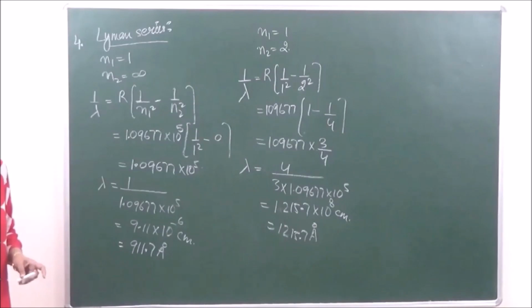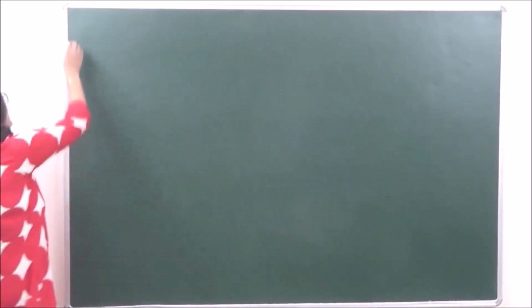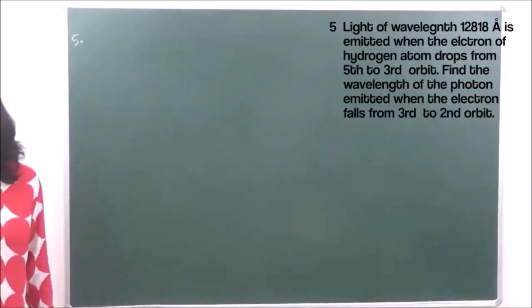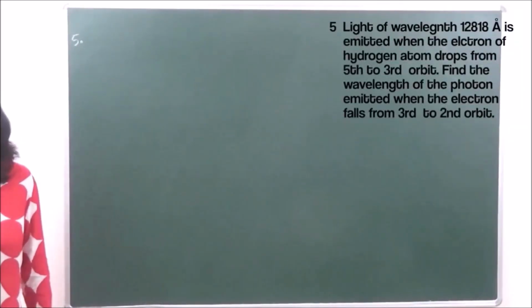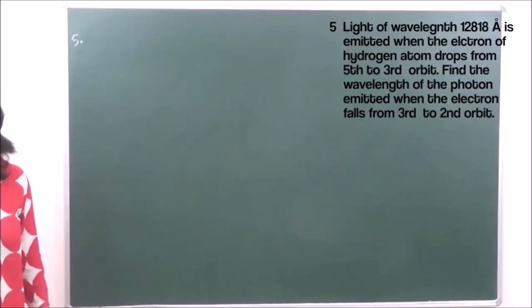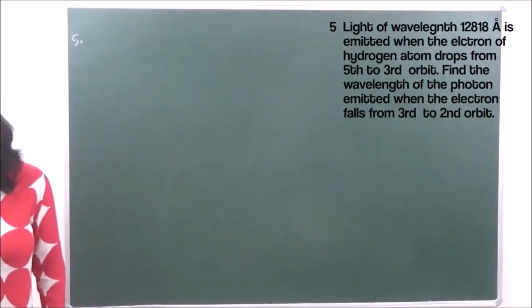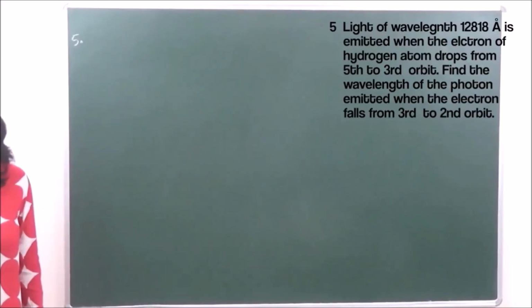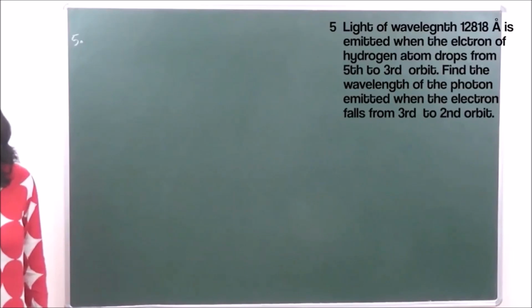Question number 5. The question is, light of wavelength 12818 Angstrom is emitted when the electron of hydrogen atom drops from 5th to 3rd orbit. Find the wavelength of the photon emitted when the electron falls from 3rd to 2nd orbit. So one of the lambda is given to you. So what do we have to do over here? We have to calculate the lambda of the second.